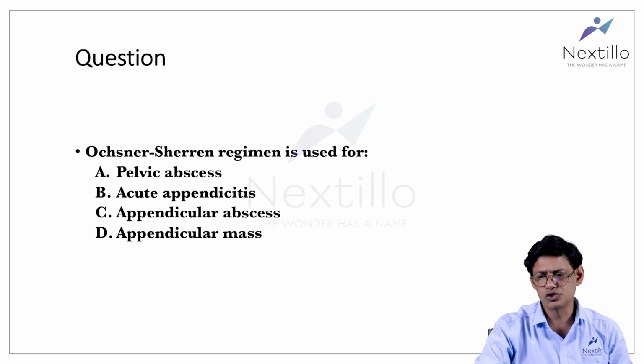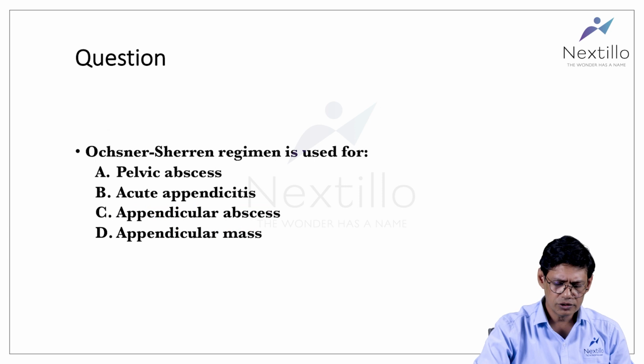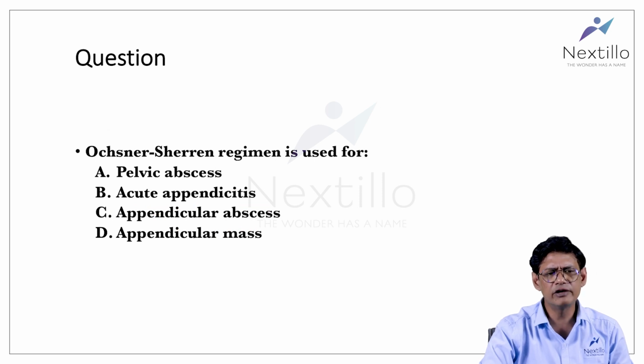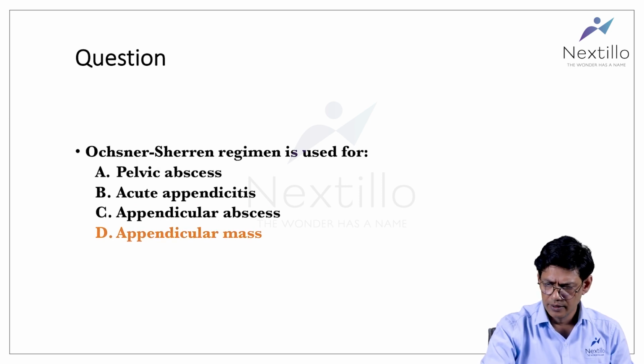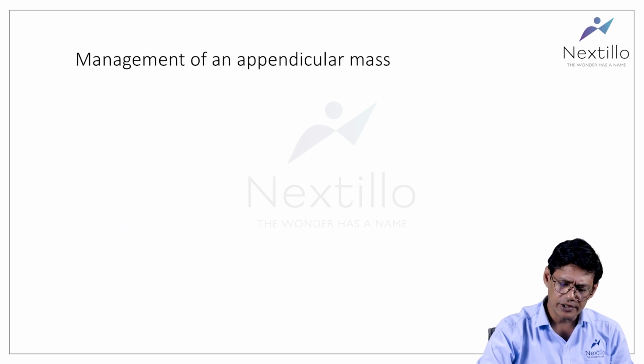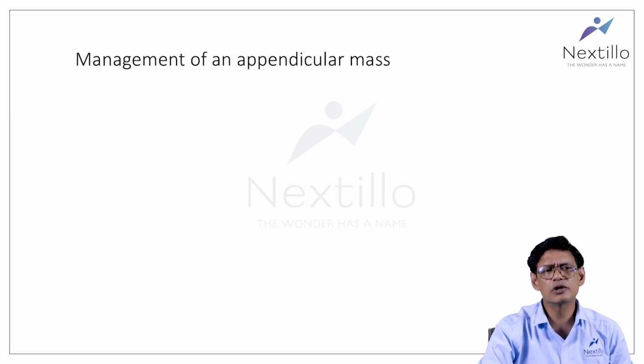Ochsner-Cherren regime is used for, this is the next question. Ochsner-Cherren regime is used for appendicular mass. The conservative management of the appendicular mass is known as the Ochsner-Cherren regime. In a number of cases of appendicitis, an appendicular mass may form, and the management of this appendicular mass includes a number of things to be done.